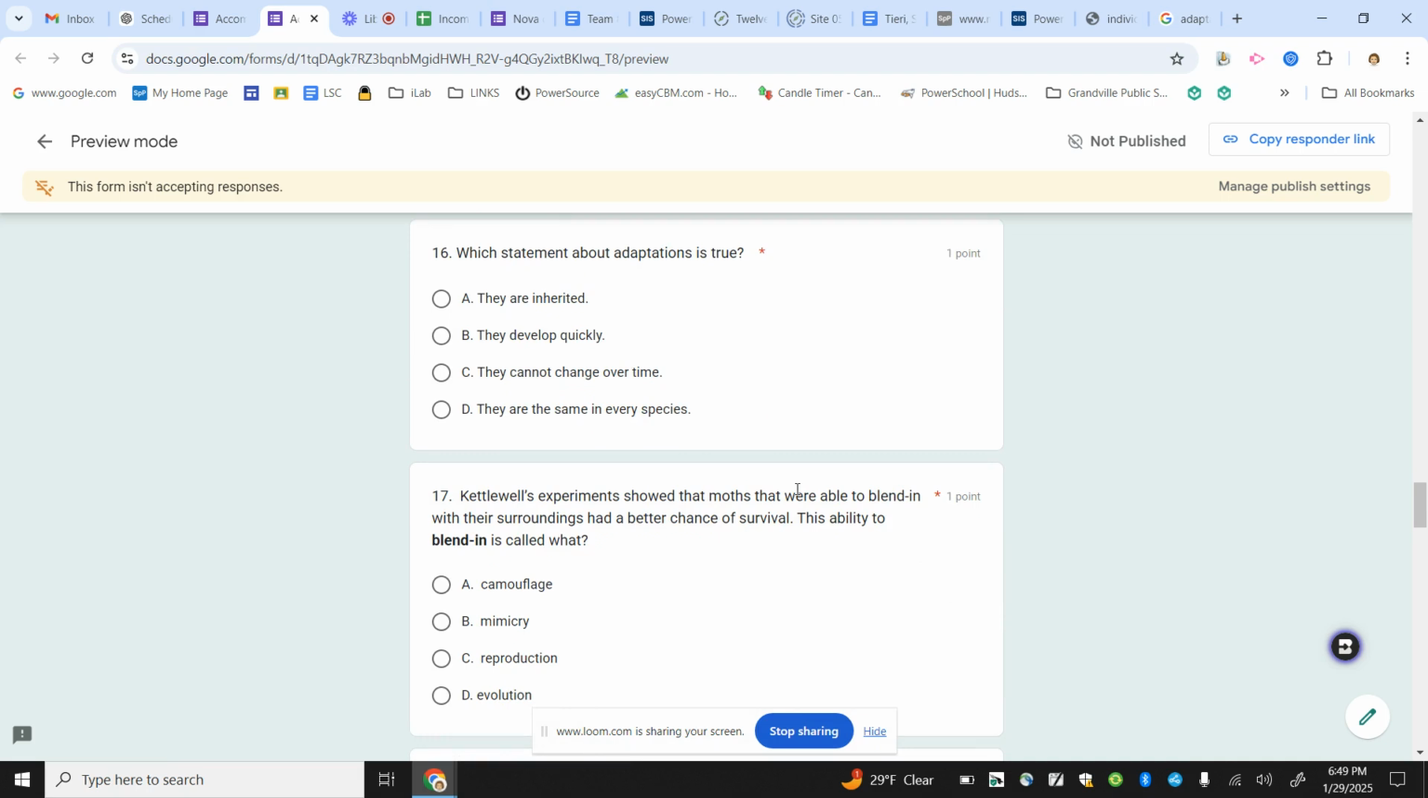Number 16. Which statement about adaptations is true? A. They are inherited. B. They develop quickly. C. They cannot change over time. D. They are the same in every species.